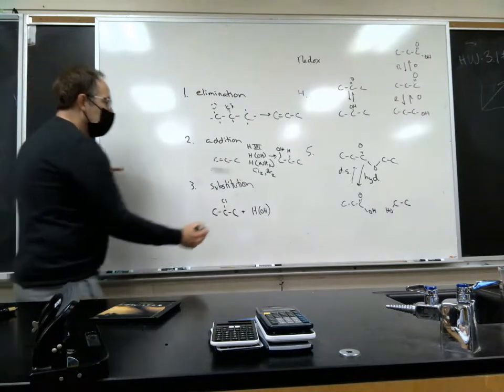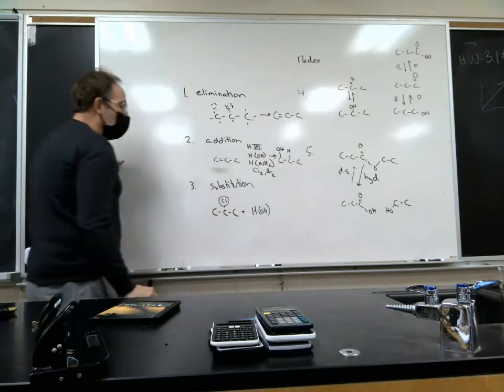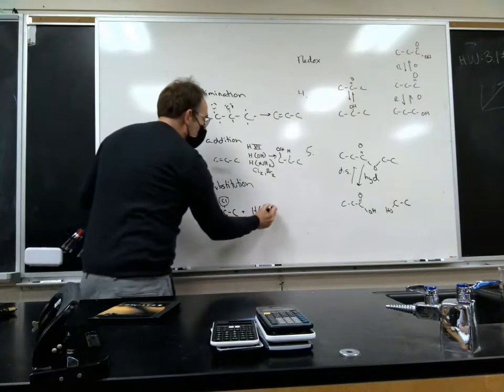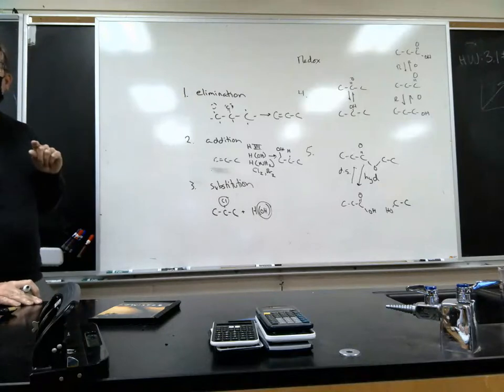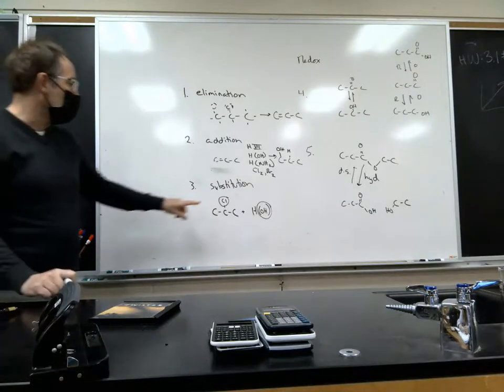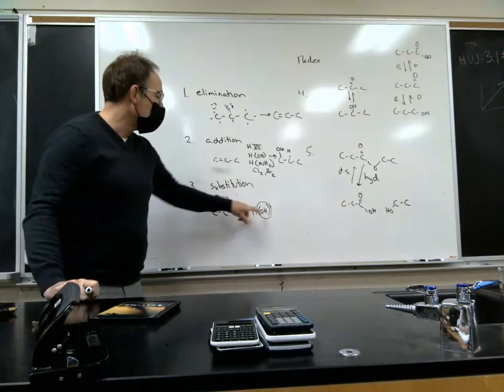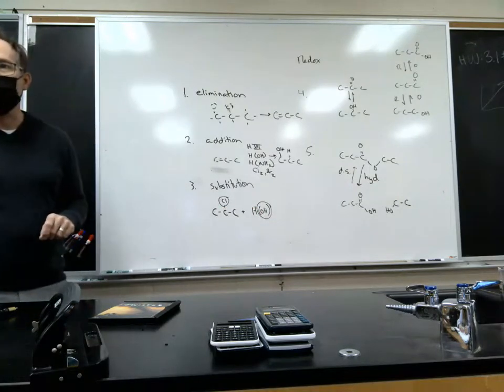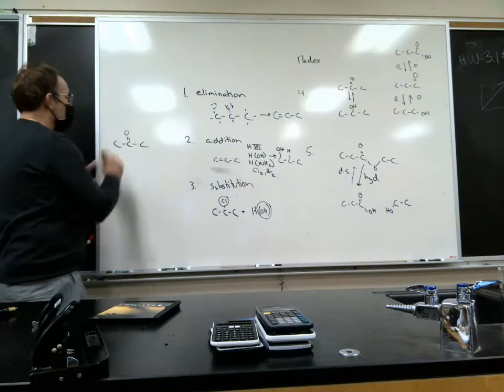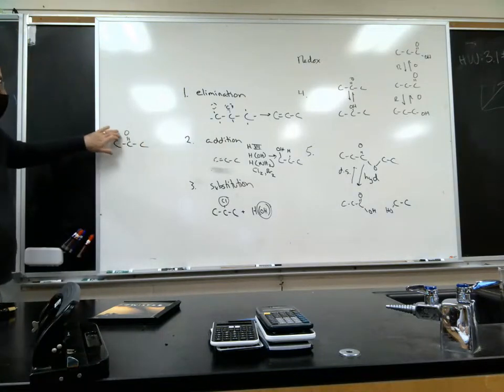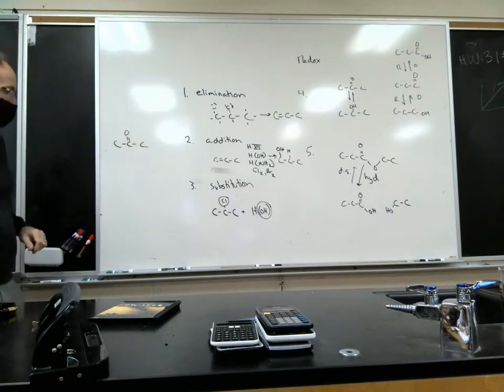Substitution. If you have a functional group and you don't like it, you can add a different functional group on by doing a substitution. Here's a key point. This only works for single bonded functional groups. You cannot substitute a double bonded functional group, so you cannot do a substitution here.